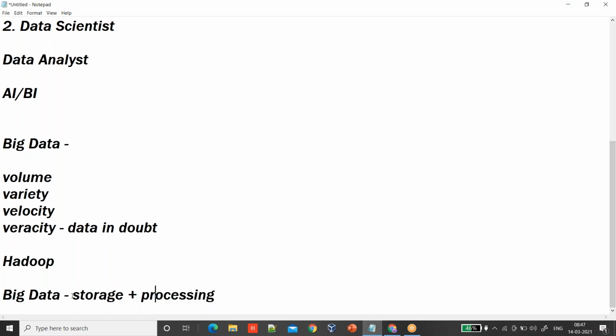Now, talking about storage, Hadoop has provided us with something called HDFS, the Hadoop Distributed File System. And for processing, initially it provided MapReduce. After that, a lot of processing tools have come into the market based on MapReduce, like Impala, Pig, Hive, whatnot. And then the recent sensation is Spark.